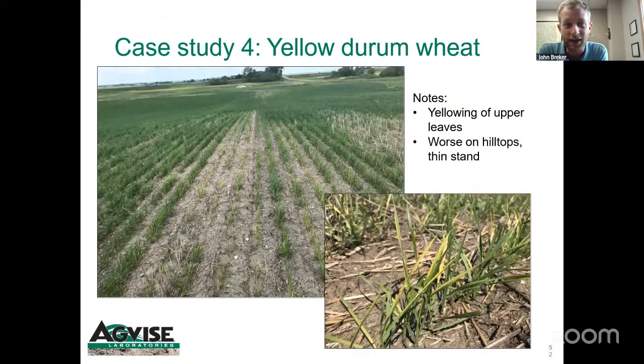All right, last case study I'll go through is some yellow durum. This was up along the northern tier of North Dakota, just south of Manitoba. And the producer noticed that they had the yellowing of some upper leaves. It was worse on the hilltops. They had a very thin stand up on the hilltops. And this type of symptomology really does look like sulfur deficiency in a lot of cases.